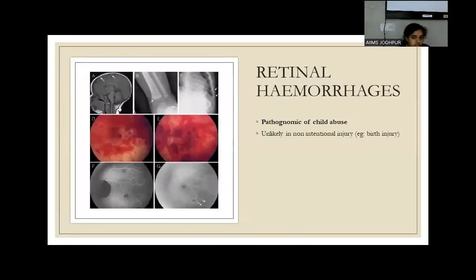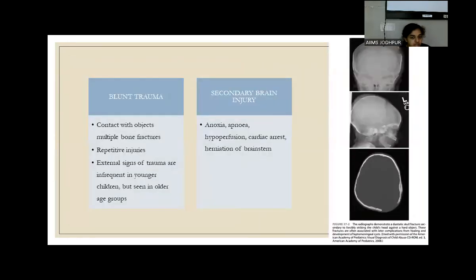Retinal hemorrhages in these patients are very pathognomonic of child abuse, because it is a very rare presentation in non-abuse injury such as birth injury, and any child presenting with retinal hemorrhages has to be evaluated for suspected child abuse. The other presentations with head injury can be either blunt trauma, or the patient can present with secondary injuries to the brain because of the injury. Blunt trauma will be with contact with objects that can lead to multiple fractures as well.